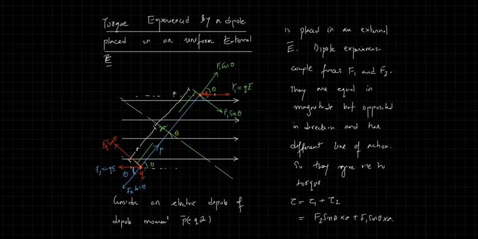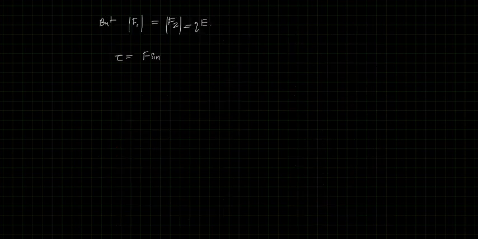I'll go to next page. But what is the magnitude? F1 magnitude is equal to F2 magnitude, which equals QE. So my tau would be, I can take F sin theta common, and I get twice of A. Oh sorry, I'm forgetting the Q. Now F is what? Q into E. So 2A sin theta.